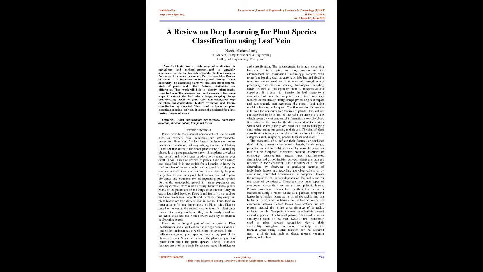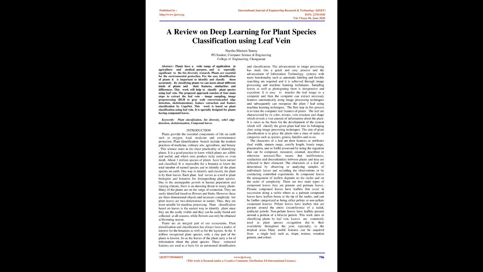Plants are essential for environmental protection. For the easy identification of plants, it is important to identify and classify them accurately. By classifying plants, we can learn about different kinds of plants and their features, similarities, and differences. This work will help to classify plant species using leaf vein.